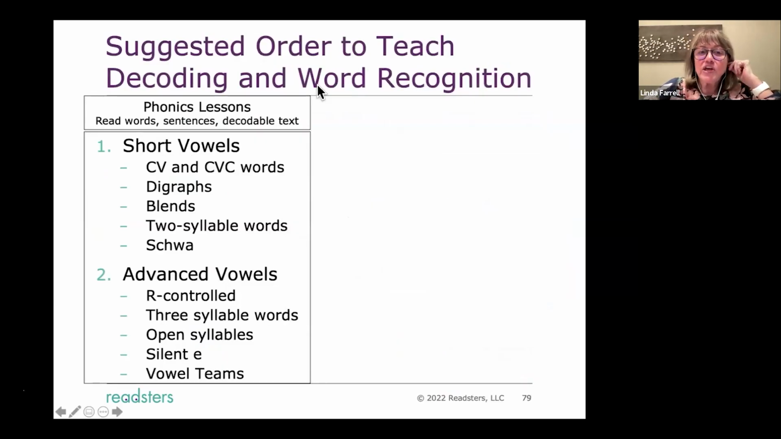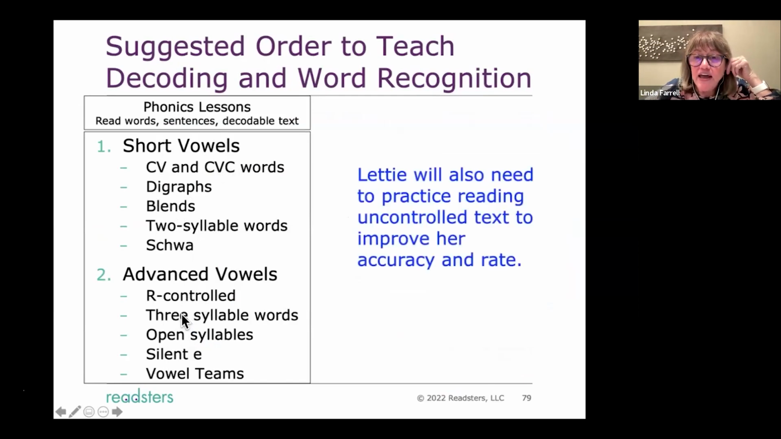We're going to start with short vowels. Can she read short vowels? Then we'll go to digraphs, blends, 2-syllable words, and schwa. Once she's mastered all of this, we'll move to advanced vowels. The other thing we'll do is have her reading uncontrolled text to improve her accuracy and rate.